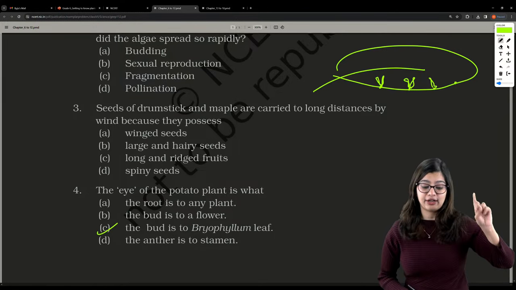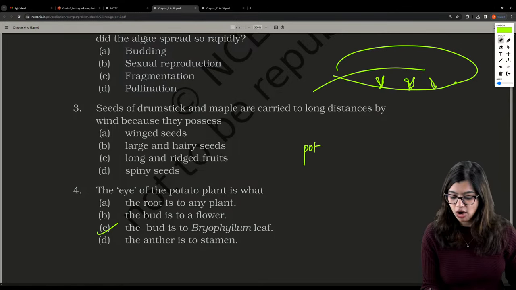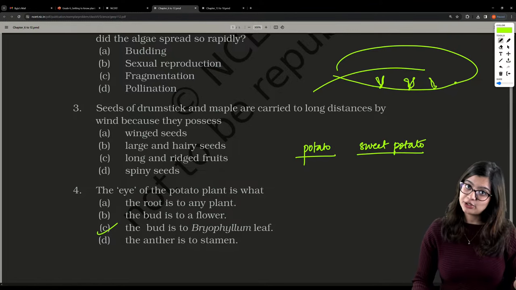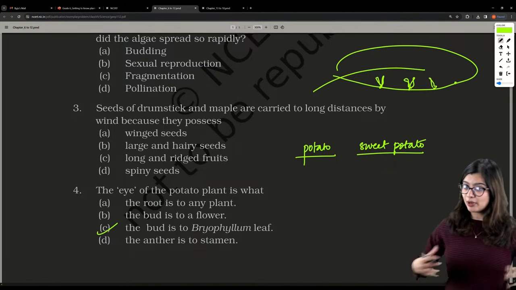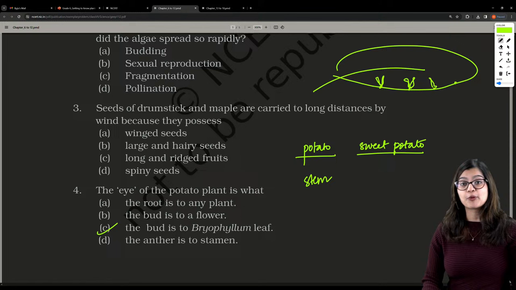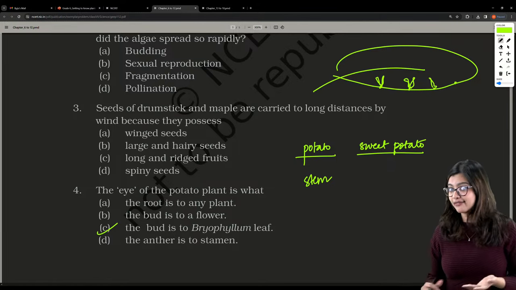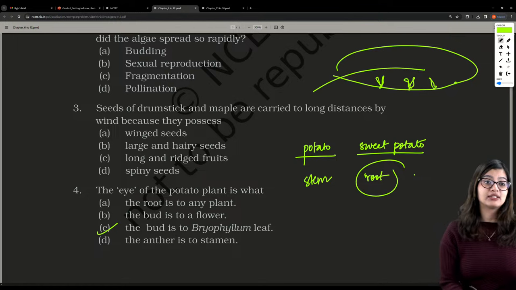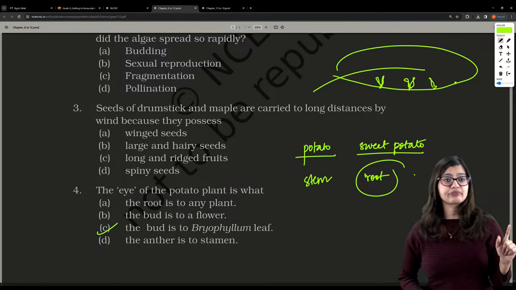Now, sweet potato. Students, there is normal potato and there is sweet potato. Remember the difference. Normal potato that we eat, let's say in aloo paratha and all of that, that is a modified stem. Sweet potato, which we normally use in sandwiches and all of that, this is a modified root. So remember the difference.